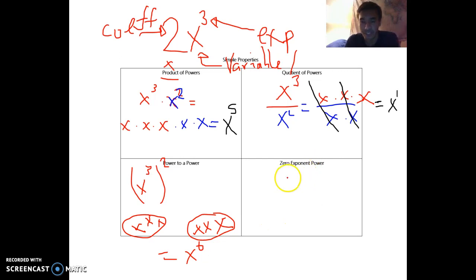Our last property and our easiest one is anything to the 0 power is 1. The one special case here is 0 to the 0 power is undefined. Undefined.